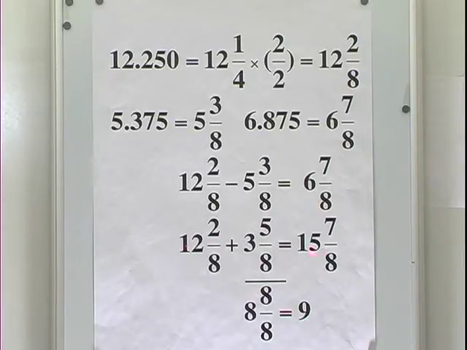Now I'm going to proceed to add. 12 plus 3 is 15. 2 eighths and 5 eighths is 7 eighths. The last step in the nines complement procedure is to take this leftmost 1 and add it to the rightmost 5, in this case, and you get a 6. So you get 6 7/8.